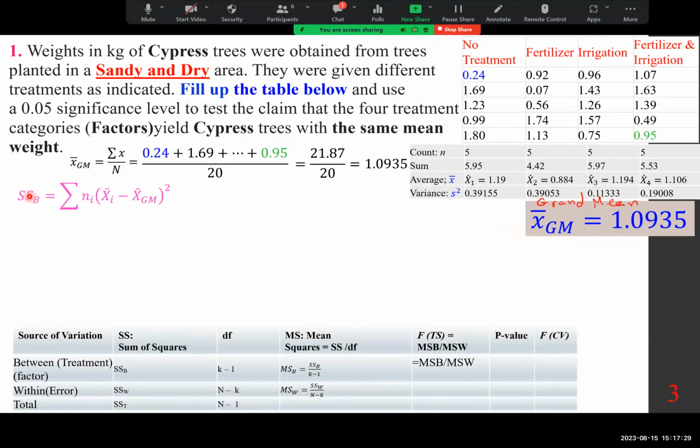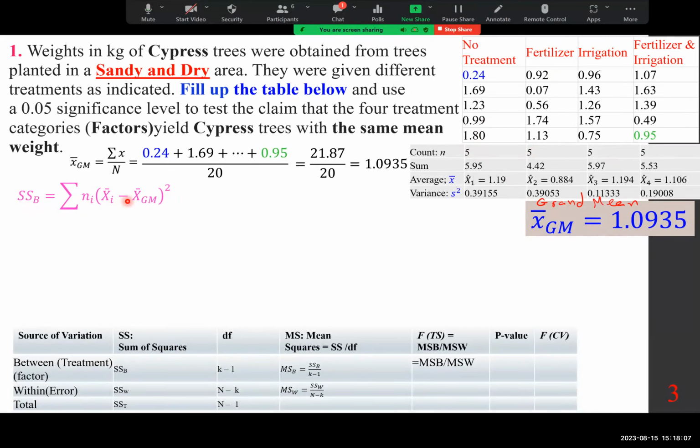SS sub B. We want the sum of squares in between, which is n sub i times x i bar minus x bar GM squared. That's the between sum of squares, but in between the 4 groups. So what is n sub i? For example, for this group is 5. It so happened to be the same for all of them.